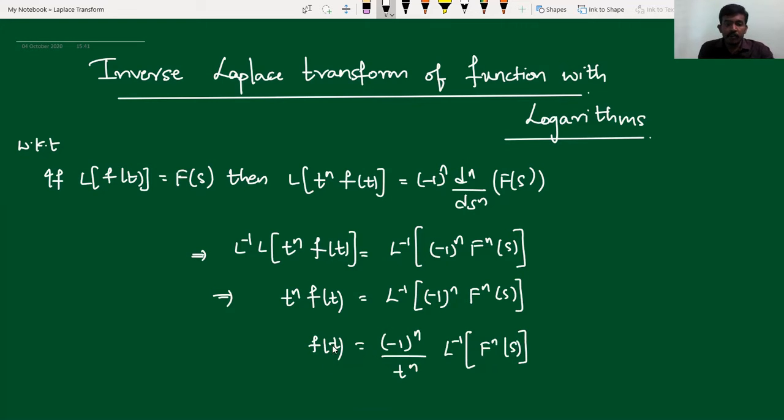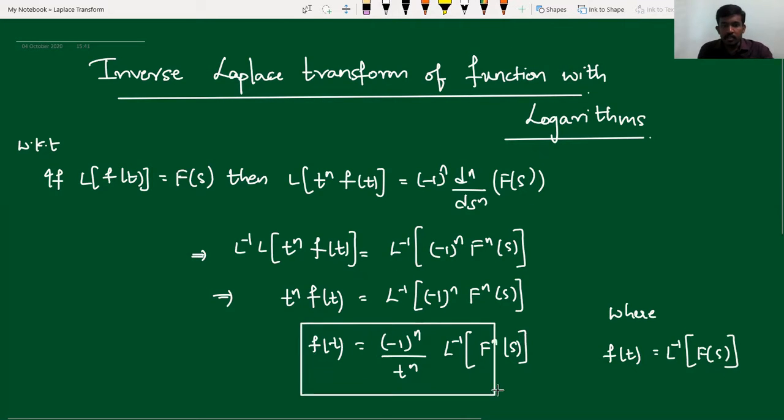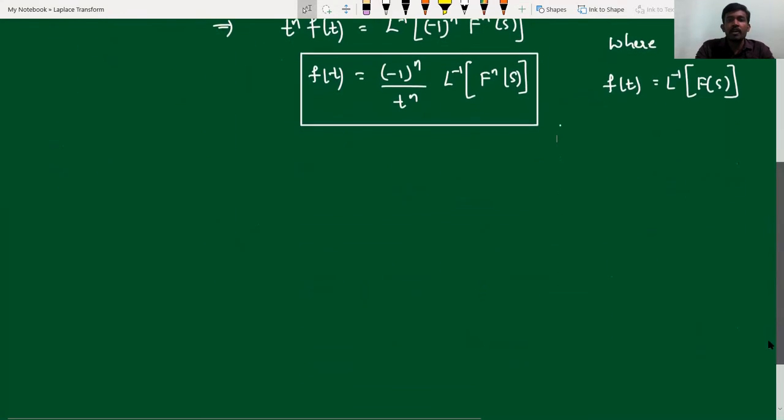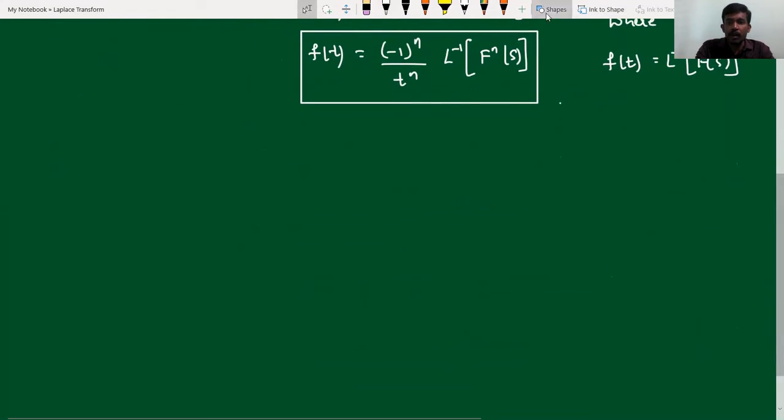But here, this f of t, according to the definition of inverse transform, what is f of t? By the definition, f of t is equal to the inverse transformation of the function capital F of s. So this is the required result we are working for. The inverse transformation of the function capital F of s will be equal to minus 1 to the power n by t to the power n into L inverse of Fn of s. Now, we study the working rule, how to eliminate the log function and how to make use of the above result in order to solve a problem which has a logarithmic function in it.